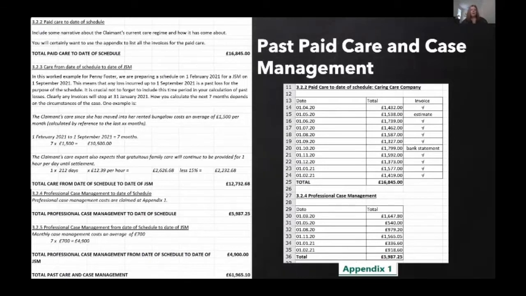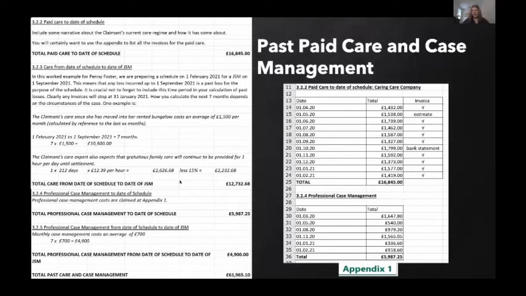And finally, with regards to past care, there is a very important point which is easy to overlook. We are preparing Penny's schedule on the 1st of February 2021 and serving it ahead of a joint settlement meeting on the 1st of September 2021. This schedule anticipates that the claim will settle on the 1st of September 2021. Any losses incurred prior to the 1st of September are deemed to be past losses. So you'll see that the 1st of February to the 1st of September is a sort of no man's land. These losses haven't happened yet, but they are claimed as past losses.